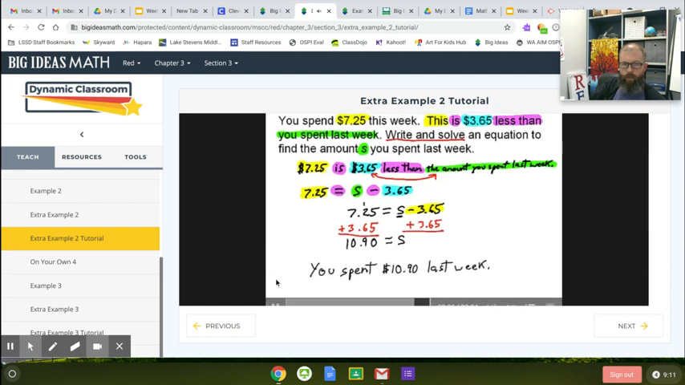So in this problem we were asked to write and solve an equation. What we did was we organized the information in the problem and used that to write a sentence about the information. Then we used that sentence to write an equation. All right, there you go.